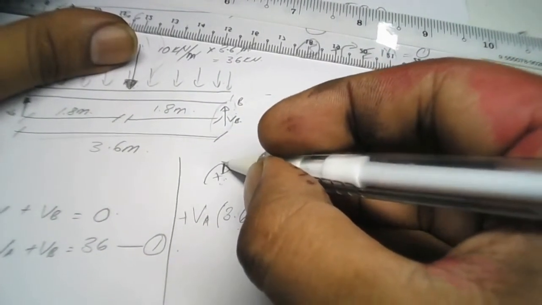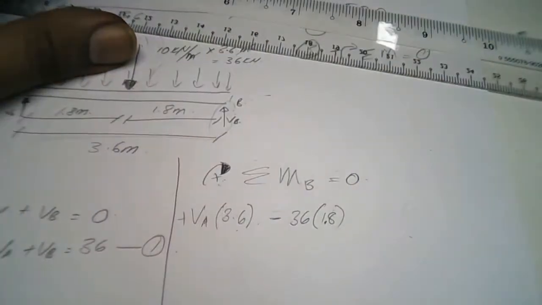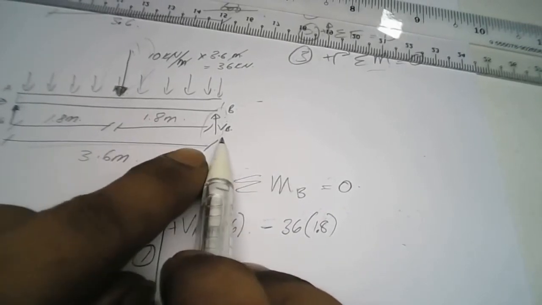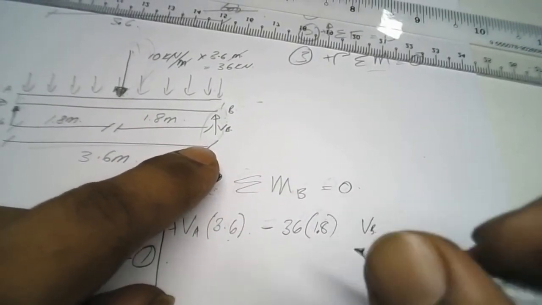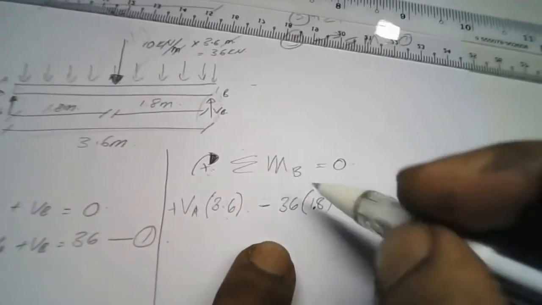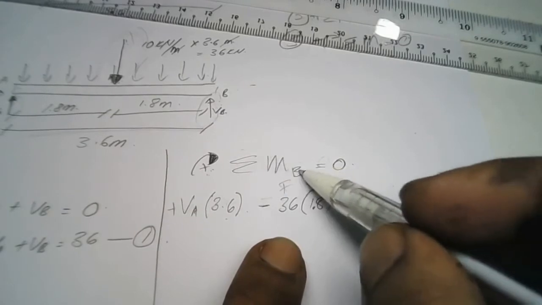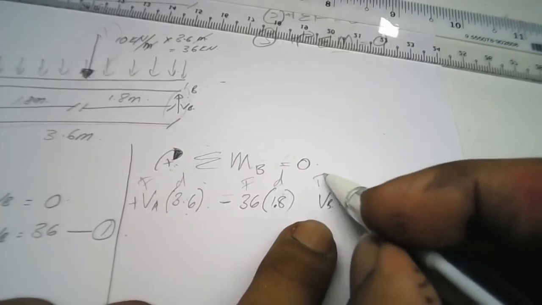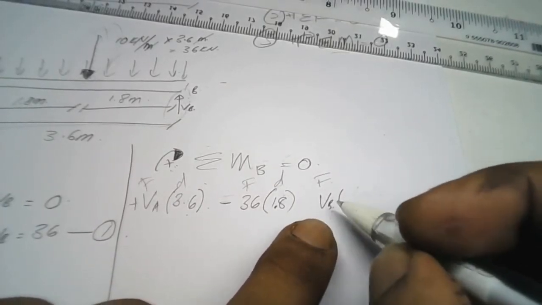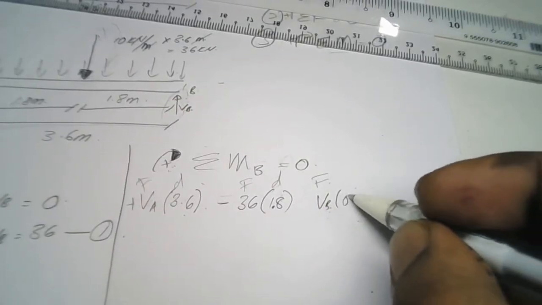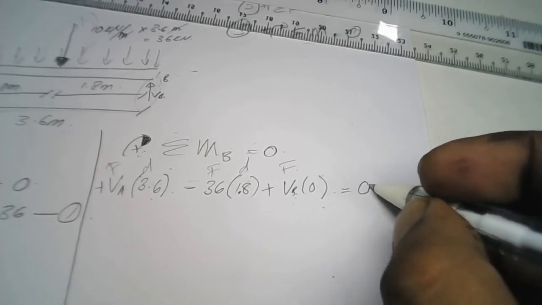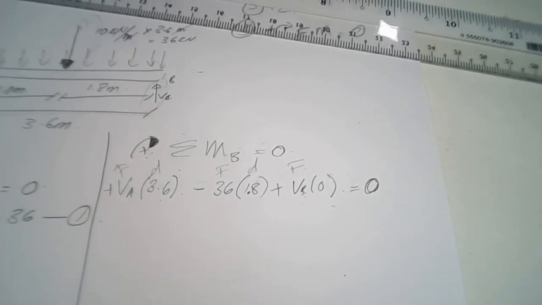Why is my arrow here not complete? Okay, you can see my arrow there, right? Then the third one is the force at VB, but the distance here, you have to remember this. This one is the F, this one is the D. VB here, we have a force for VB multiplied with distance. What's the distance here? The distance is 0. Okay, let's say it's positive. Negative equal to 0.